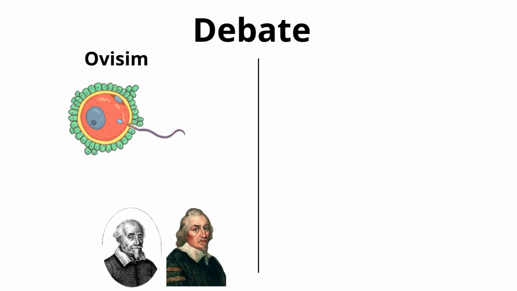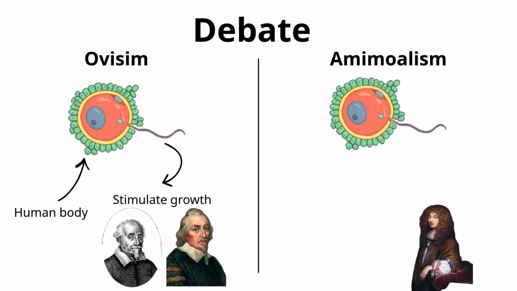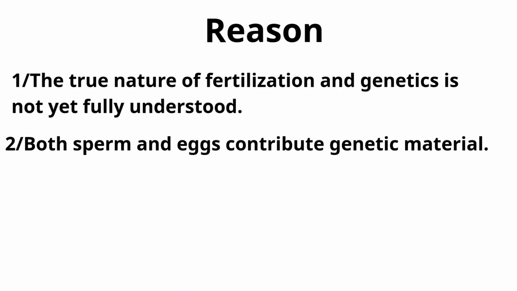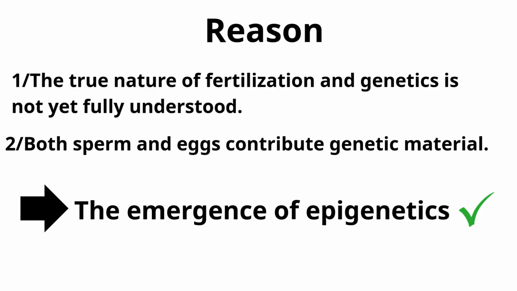In addition, a debate broke out at that time. Ovism, represented by Malpighi and William Harvey, posits that the human body already contains all its parts within the egg cell, and sperm only stimulates their development. Animalculism, represented by Nicolaas Hartsoeker and Leeuwenhoek, posits that this tiny body already exists within the sperm, and the mother's body only provides nutrients for its growth. However, both of them were wrong. The reason for the error is that the true nature of fertilization and genetics was not yet fully understood, and both sperm and eggs contribute genetic material. This led to the emergence of epigenesis.